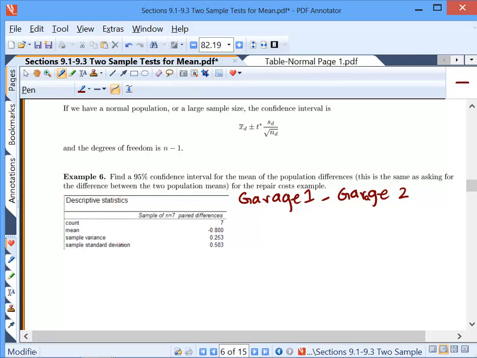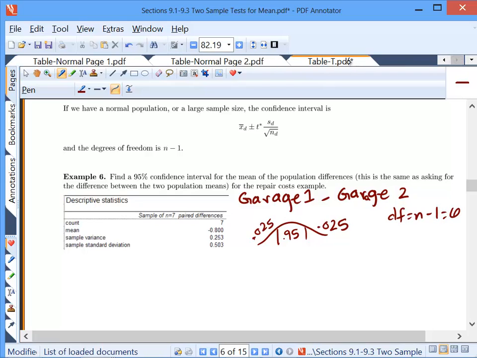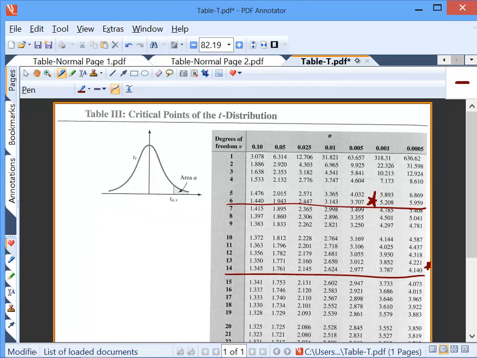A critical point. So if I want a 95%, then how much area goes in each tail? We need 0.025, right? And my degrees of freedom are n minus 1, so in this case, 6. Okay, so go back to your t-table. 6 degrees of freedom, we're looking for an area of 0.025 in the tail, which would put me at 2.447. That is my critical point.